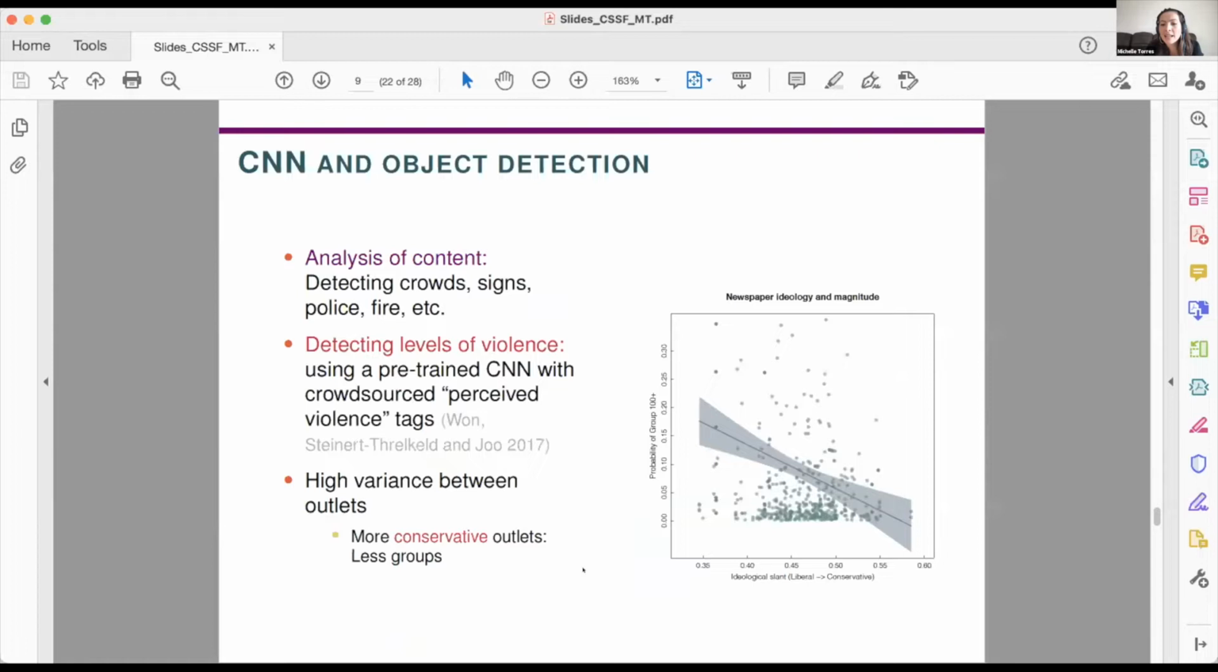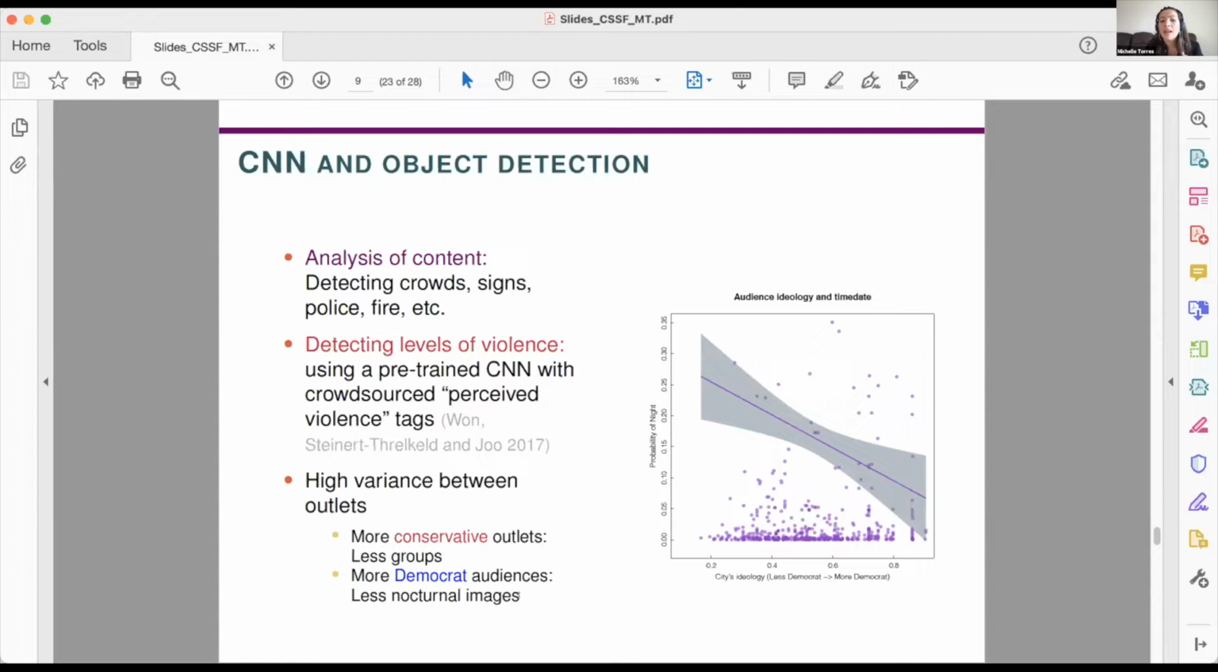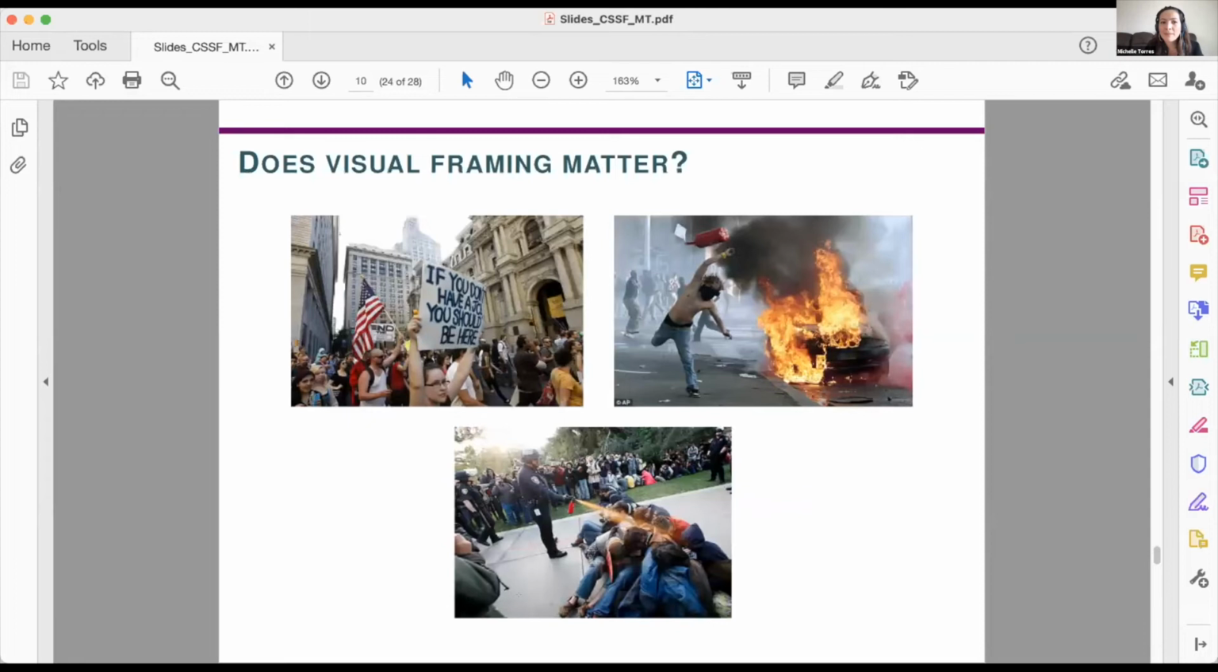And here I can give you a preview of the results that I generally have. For example, more conservative outlets tend to portray images with fewer groups, in a way trying to minimize the magnitude of these movements that don't align with their objectives. And more Democrat audiences tend to have less nocturnal frames or less nocturnal topics. I can talk more about the effects, but this is mostly some of the tools and some of the agenda that I have for my research, and I'm happy to answer any questions that you have.